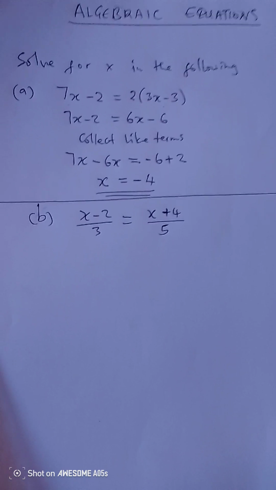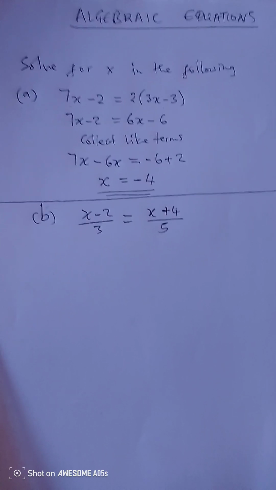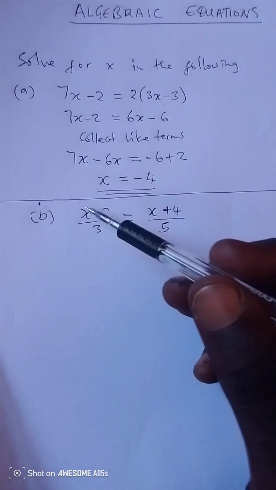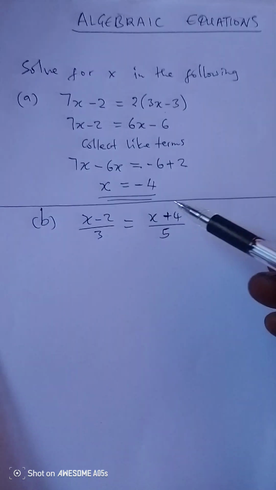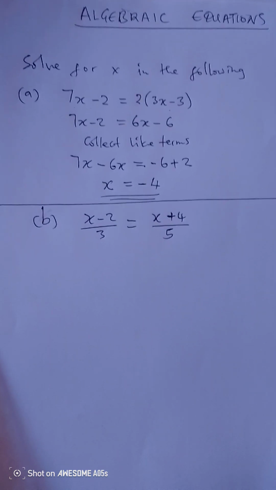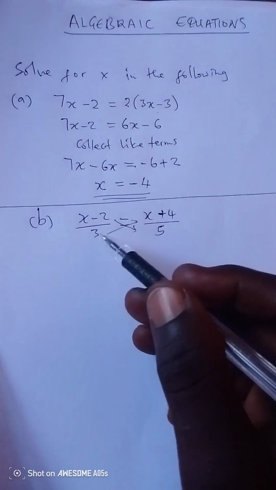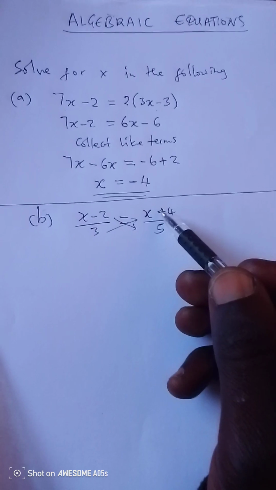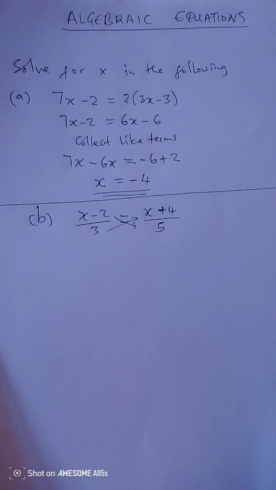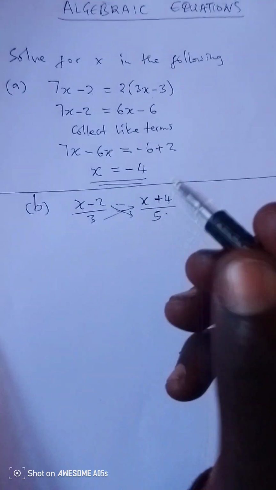So the simplest way to deal with this is to cross multiply, because whenever I've got a complete fraction on this side and the other side, and they are just those two fractions, you can cross multiply. So we are going to cross multiply. It doesn't matter what you start with. You can start with 3 multiplying this, or 5 multiplying the top. It doesn't matter. So I'll start with 3 multiplying that side.